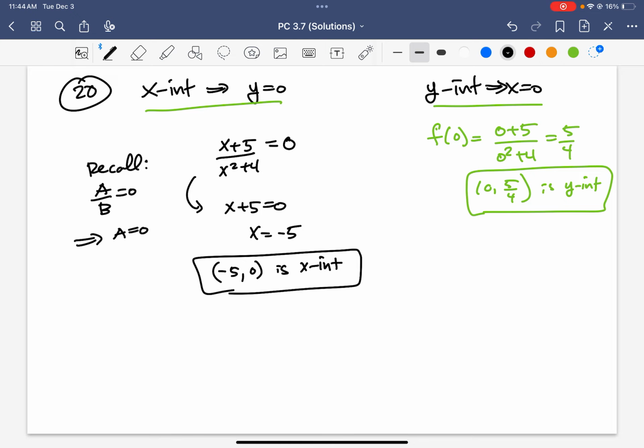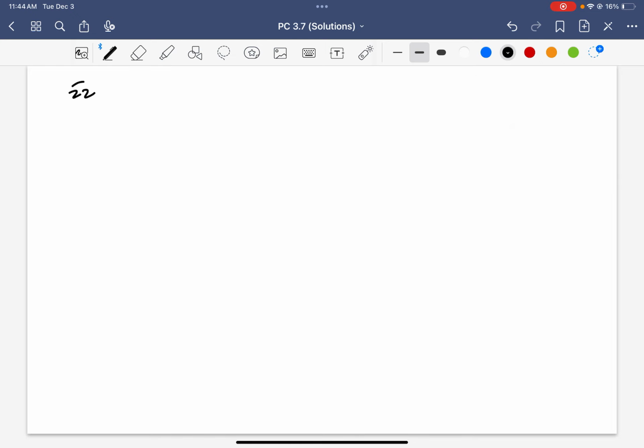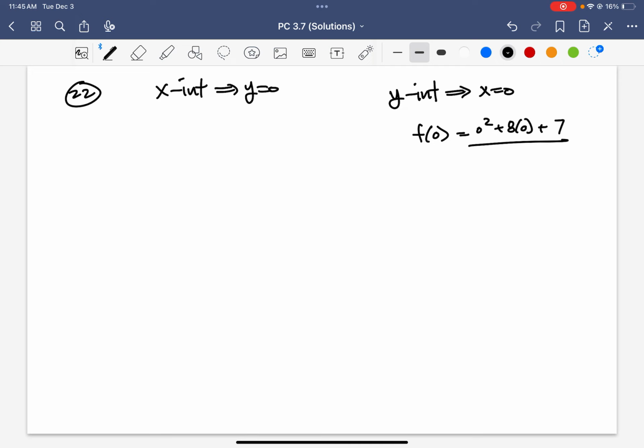So that's 20. If I look at 22, again, they asked for the x-intercepts and the y-intercepts. And every single time I write down that the x-intercepts are where y equals 0, and the y-intercepts are where x equals 0. So the easy one here is to plug in 0 and find the y-intercept, where you're going to have 0 squared plus 8 times 0 plus 7, over 0 squared plus 11 times 0 plus 30. It should be clear that you just get those constant terms. So (0, 7/30) is our y-intercept.